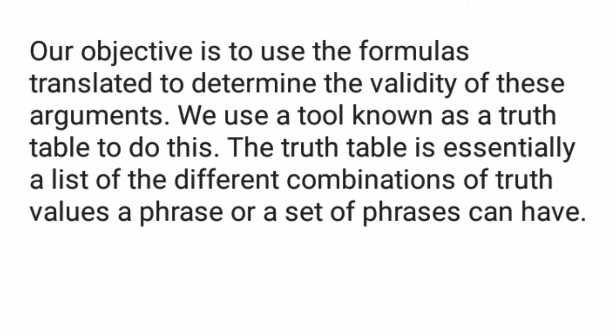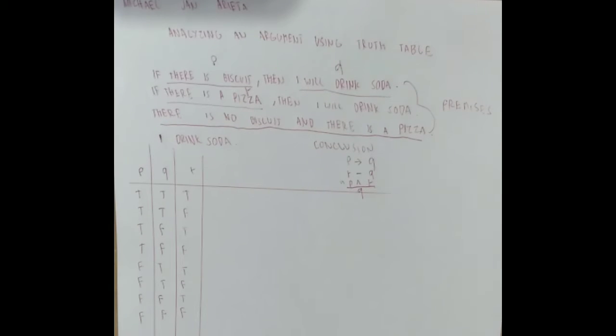Our objective is to use the formulas translated to determine the validity of these arguments. We use a tool known as a truth table to do this. The truth table is essentially a list of different combinations of truth values a phrase or a set of phrases can have. Now let's see how to use a truth table to analyze an argument to see if it's valid or not.